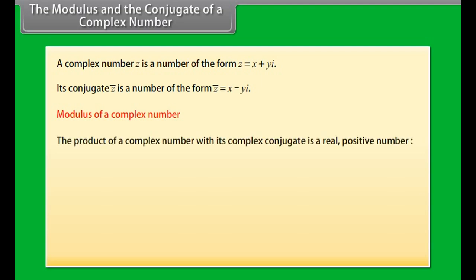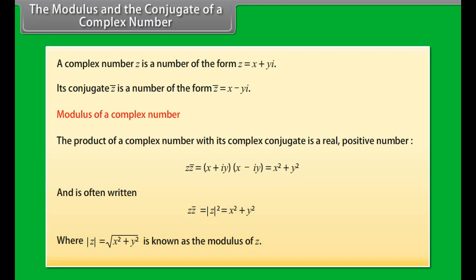The product of a complex number with its complex conjugate is a real positive number, that is, z into z bar is equal to x plus iota y into x minus iota y, which is equal to x square plus y square, and is often written z into z bar is equal to square of modulus of z is equal to x square plus y square, where modulus of z is square root of x square plus y square.